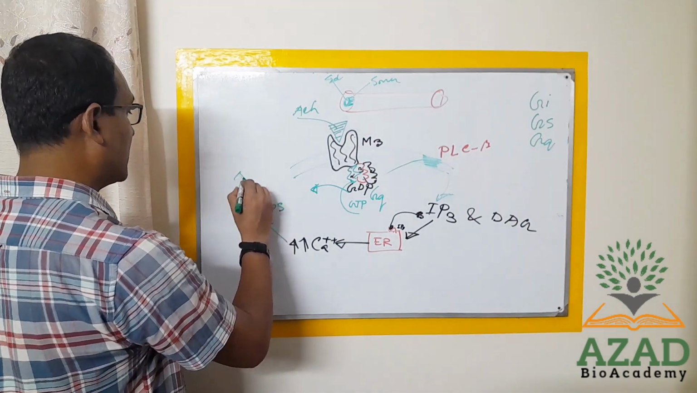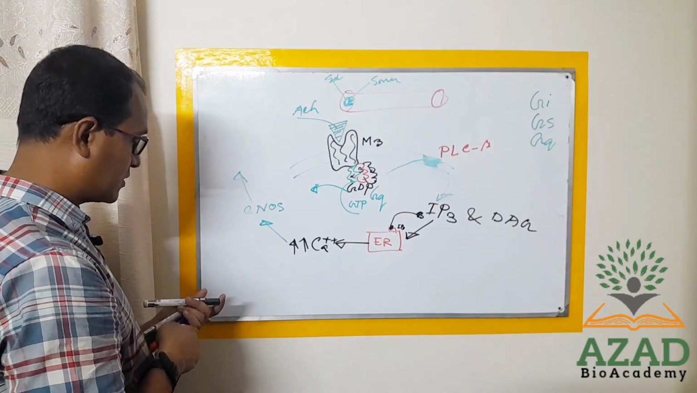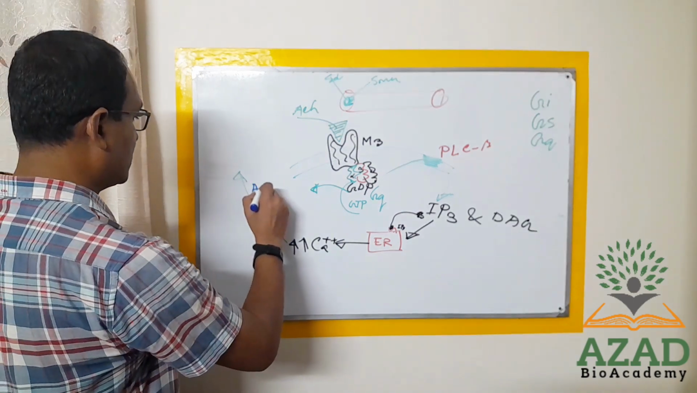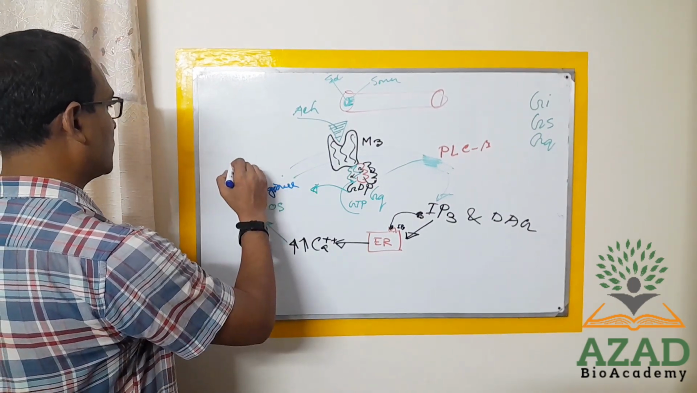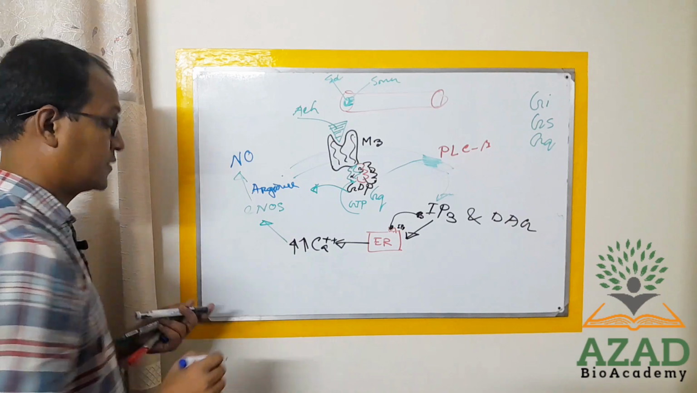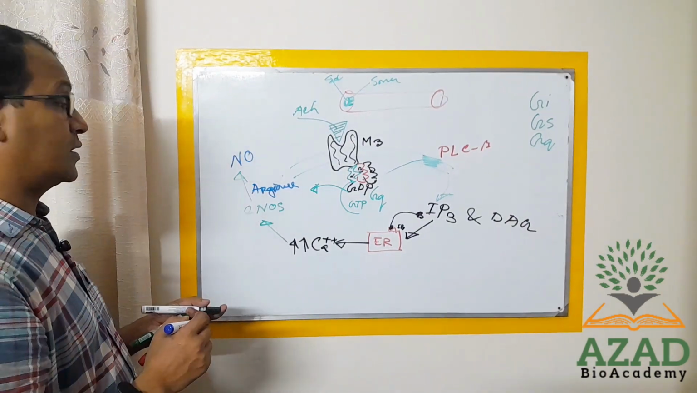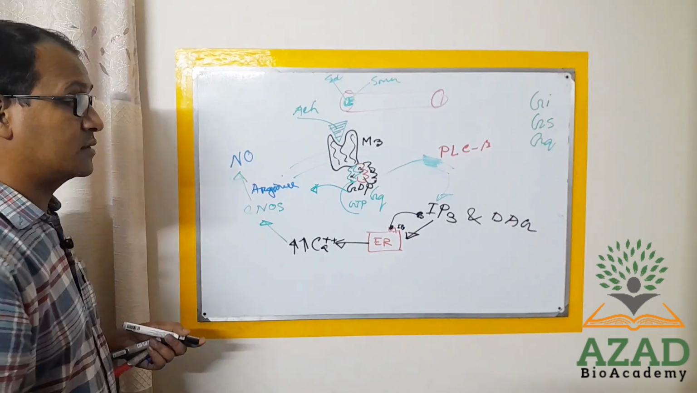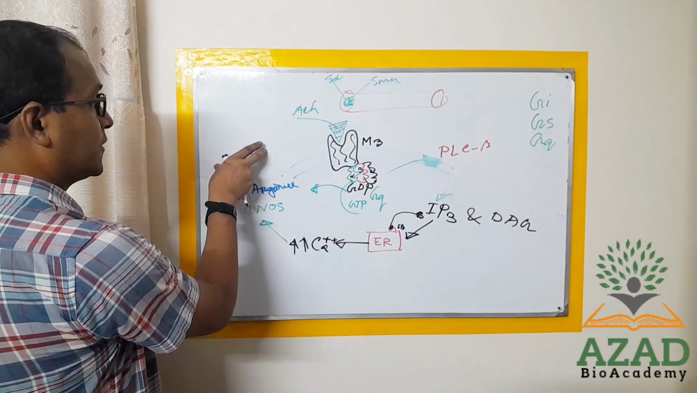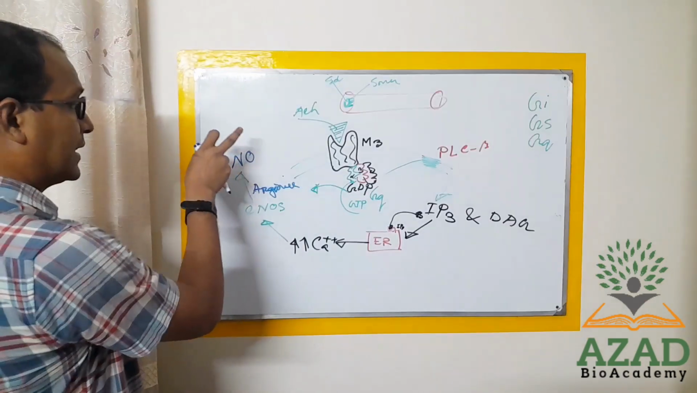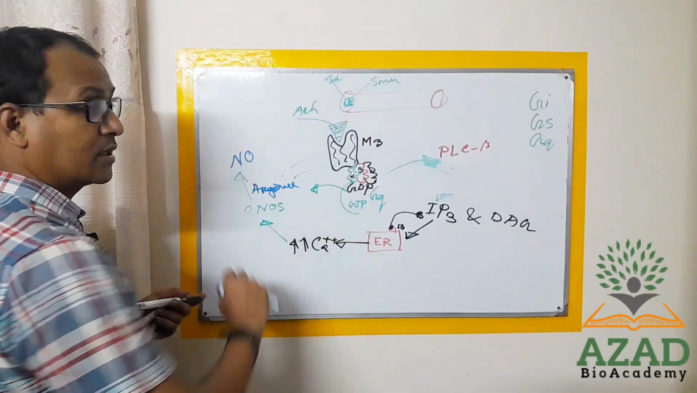When the enzyme is activated, it will convert arginine into nitric oxide. This is the master molecule for causing vasodilation. This is another second messenger. It is a gaseous second messenger, and it will be produced within the endothelium.